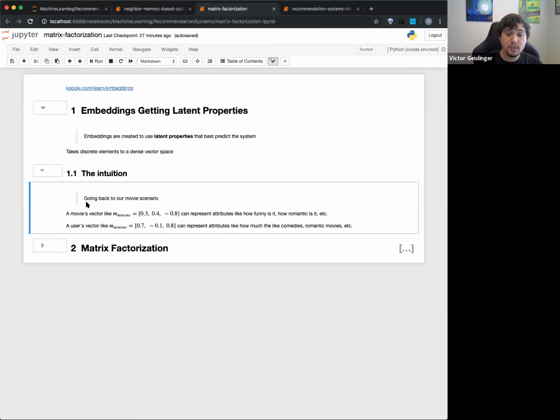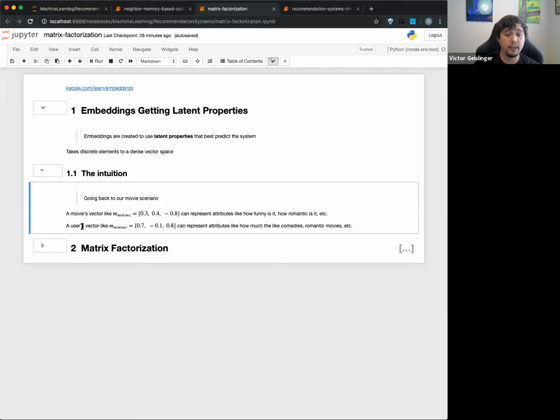If we go back to our movie scenario, imagine the movie Minions is equal to, and this is just a vector, 0.3, 0.4, minus 0.8. Maybe these numbers represent how funny it is, how romantic it is, how much adventure there is. In reality, they wouldn't actually be how funny, how romantic, or how adventurous, that's not literally what it would be, but it gets the idea. So maybe Minions is 0.3 funny, whatever that number means, 0.4 romantic, and minus 0.8 adventure.